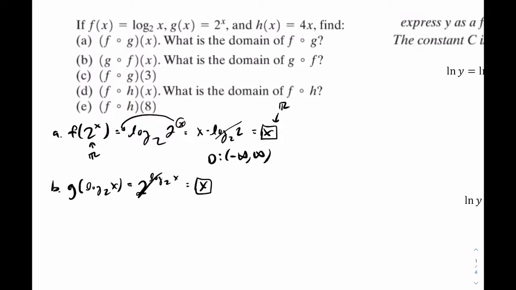Now for domain, a little bit trickier. This one we can see it's from 0 to infinity. Clearly that one is everything, which means the domain of the entire composition is those two things put together, which would be 0 to infinity.